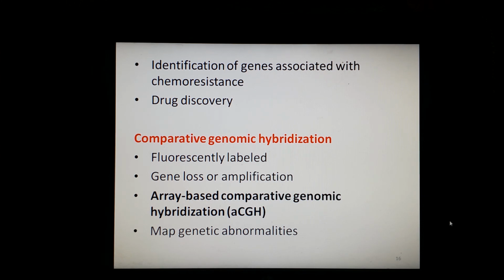Moreover, gene microarrays have been used for comparative genomic hybridization, and in this technique, genomic DNA is fluorescently labeled, and then it is used to determine the presence of gene loss or amplification. Amplification means the doubling, you can say. And array-based comparative genomic hybridization has been used to map the genetic abnormalities in a wide range of tumors. This wide range of tumors basically includes breast carcinoma, bladder carcinoma, fallopian tube carcinoma, gastric carcinoma, melanoma, and lymphoma.